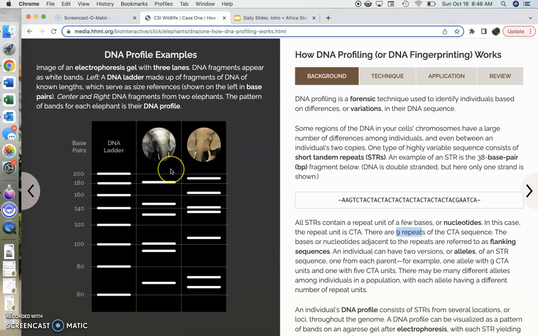So what you see here is 2 different elephants. And we have many bands on this gel because we can look at multiple genes at a time. And we have a DNA ladder on the left because we can preload segments of DNA where we know how long they are, so that we can have those known lengths and use them as a reference to figure out how long our DNA segments from our samples are. Okay, so there's the background.